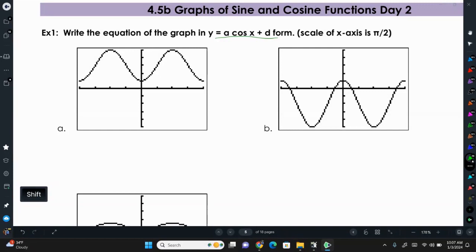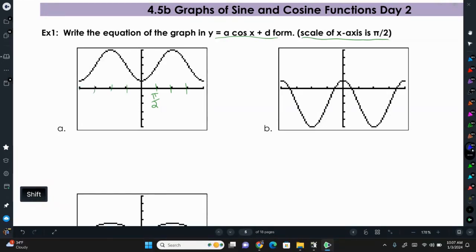I'm still going to show you how you can figure out what the period is based off of these graphs, so that when you do your assignment, you're able to tackle anything that comes your way. So the first thing I want to do is identify what these tick marks go by. It says the scale on the axis is pi over 2. So for all these problems, each of these tick marks is pi over 2.